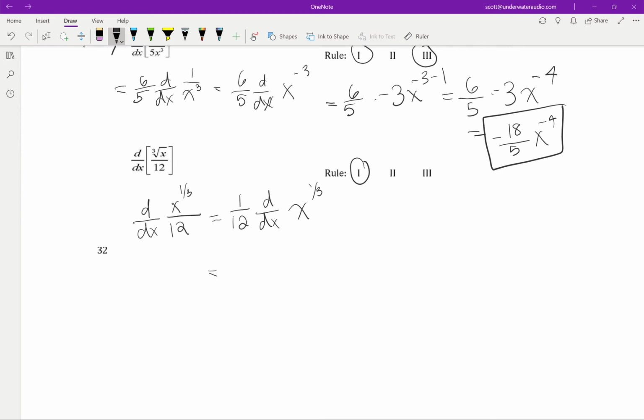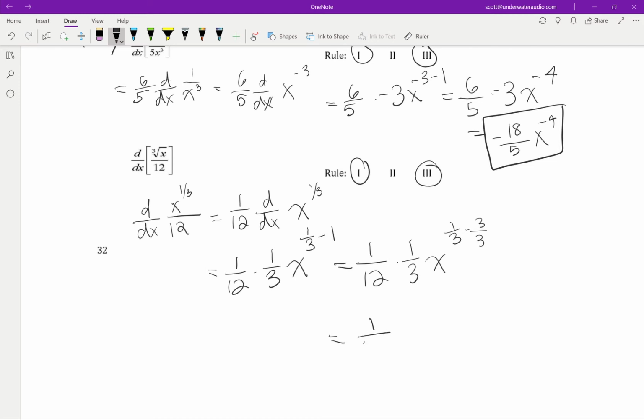Now I'll use the general power rule, rule number 3. So 1/12 times 1/3 x to the 1/3 minus 1. Simplification needs to happen. 1/12 times 1/3 x to the 1/3 minus 3/3. Just trying to add fractions here. So 1/12 times 1/3 would be 1 over 36. And then 1/3 minus 3/3 is minus 2/3. I'm done.